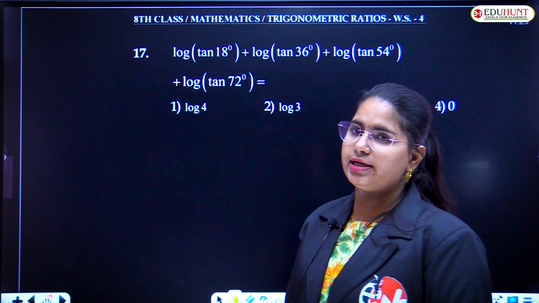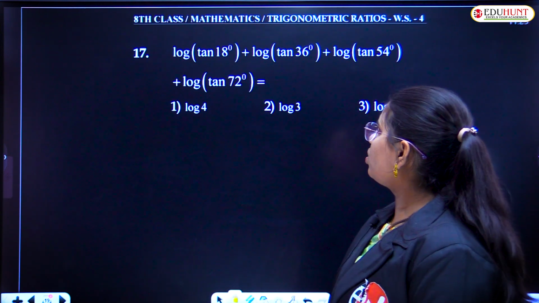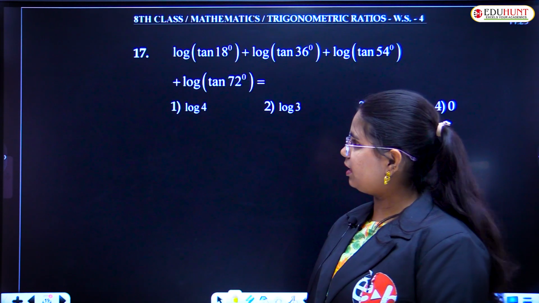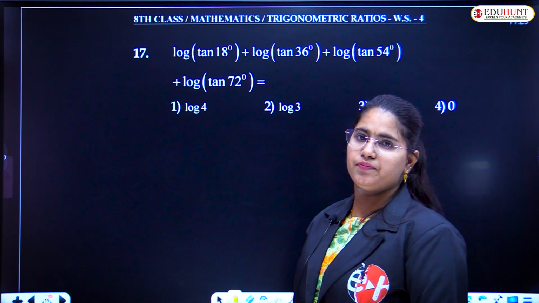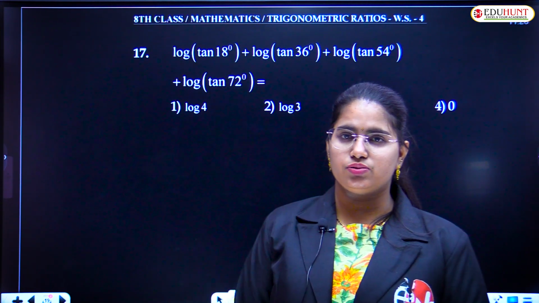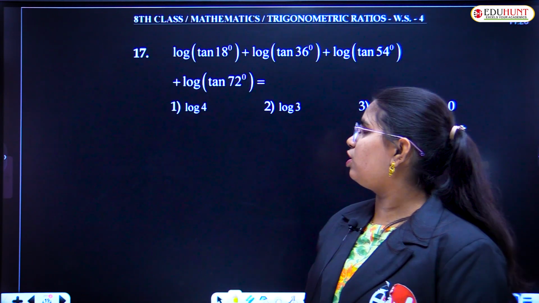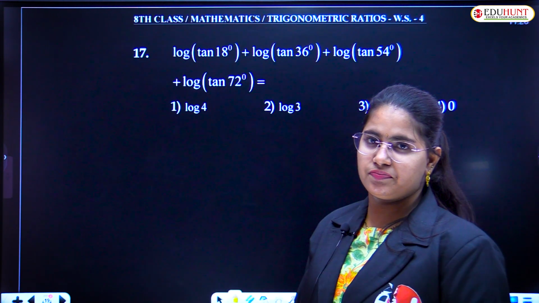Log of tan 18 degree plus log of tan 36 degree plus log of tan 54 degree plus log of tan 72 degree, which equals to what value? What is the value of such log of tan 18, all these things?